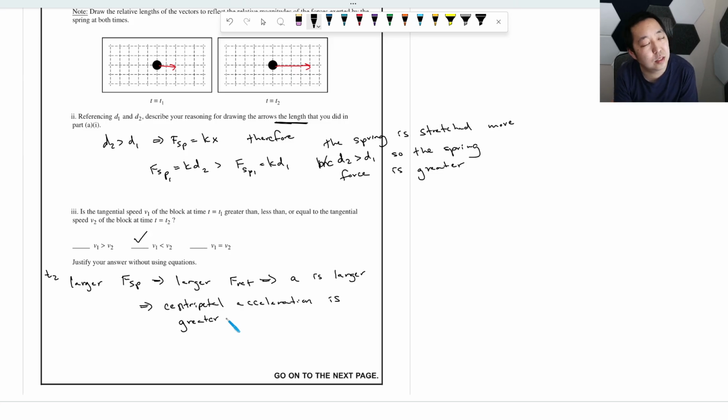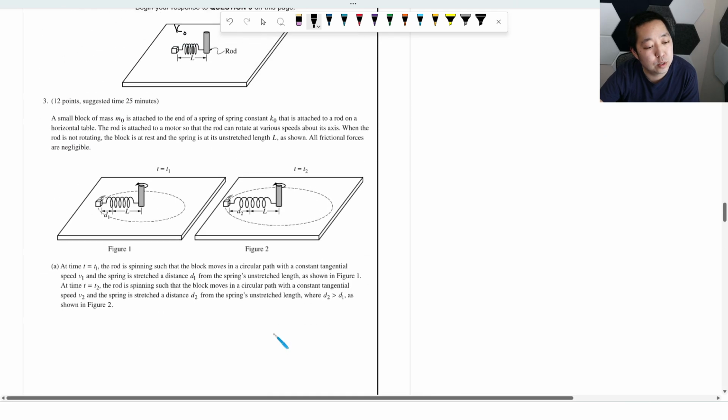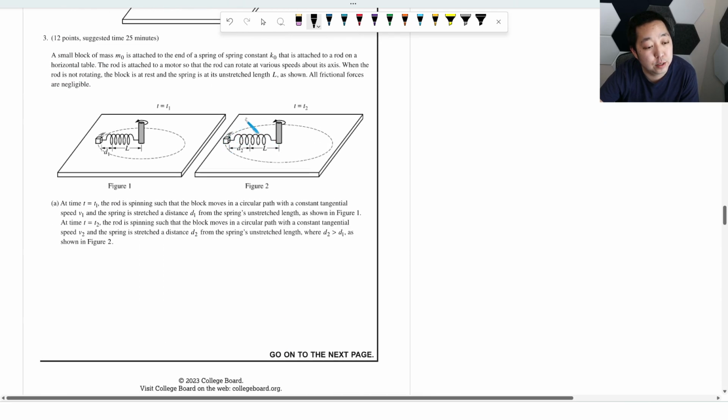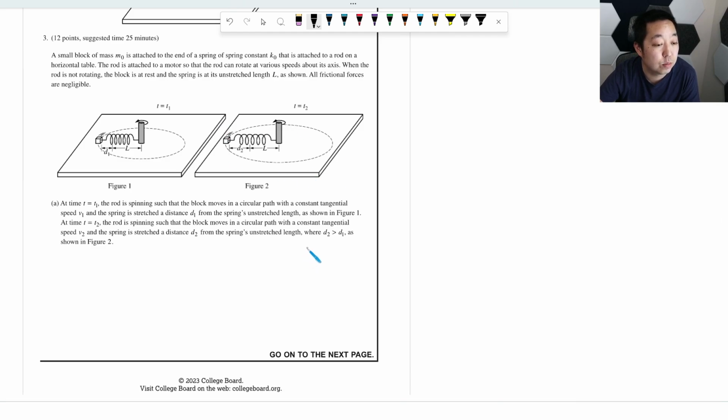Now, that's a little bit hard because the radius is also greater. So that's a little bit of a weaker argument. But that's probably the easiest one that I'm going to use. It's just that the force is greater, so it has to be moving faster. I really don't like that you can't use equations to make that justification.